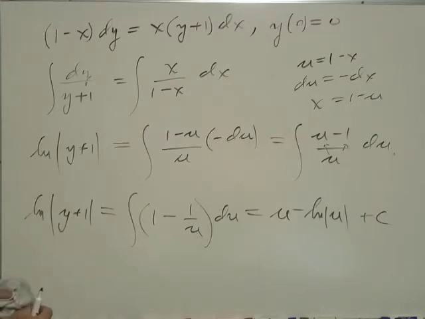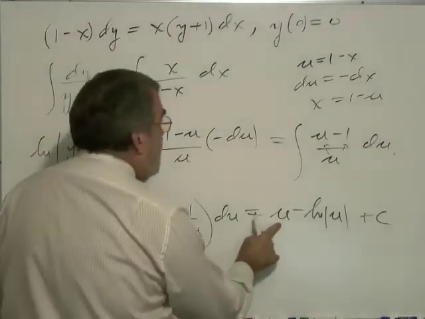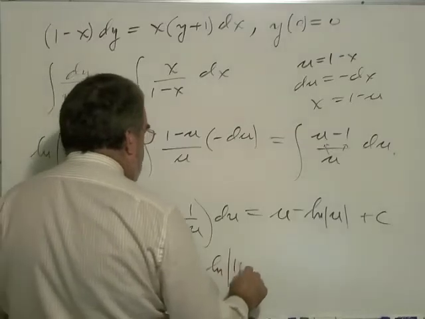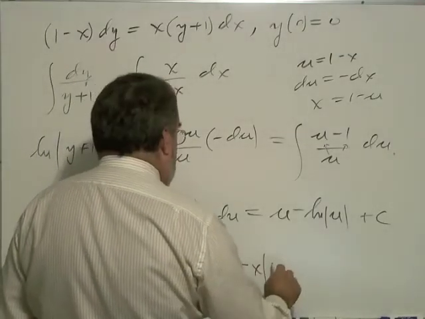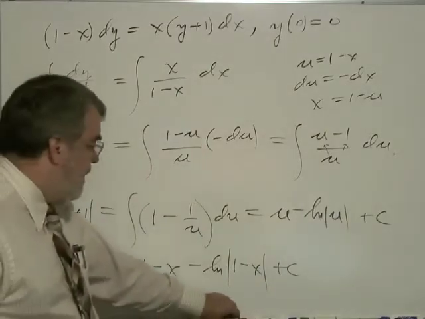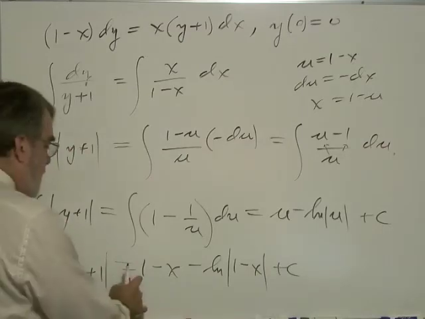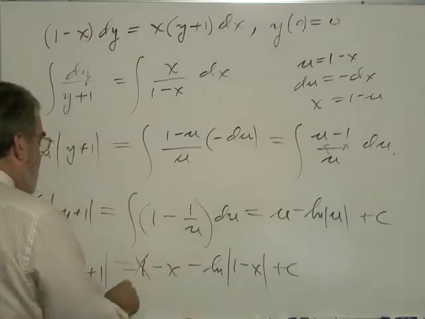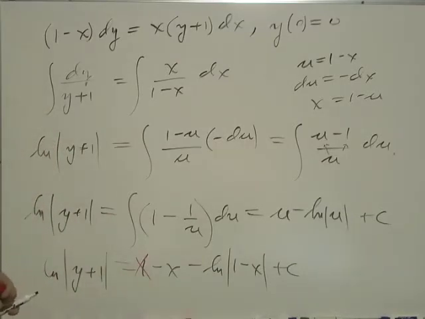Alright, now let's get the x's back in it. So I've got natural log, absolute value, y plus 1 is equal to, u is 1 minus x, minus natural log, the absolute value of 1 minus x, plus a constant. Now here's something neat we can do. The constant's a constant. 1 plus a constant is still a constant. So this 1 gets absorbed into that constant. I can get by with just wiping it off. It's still a constant. So that's kind of a neat thing we can do.